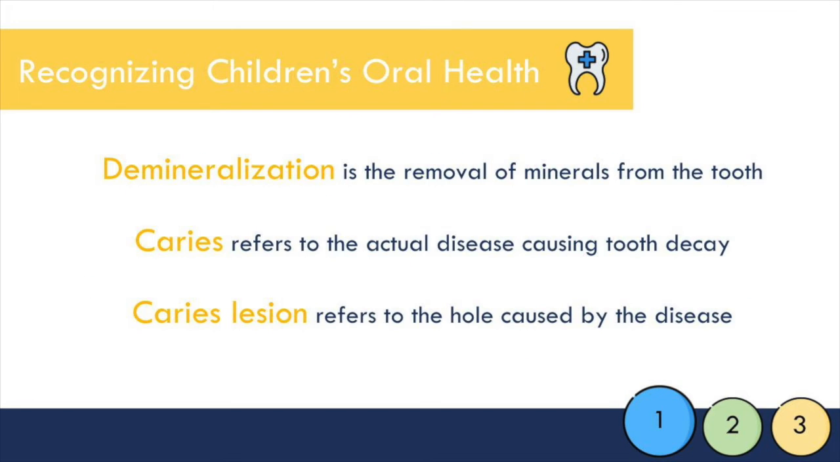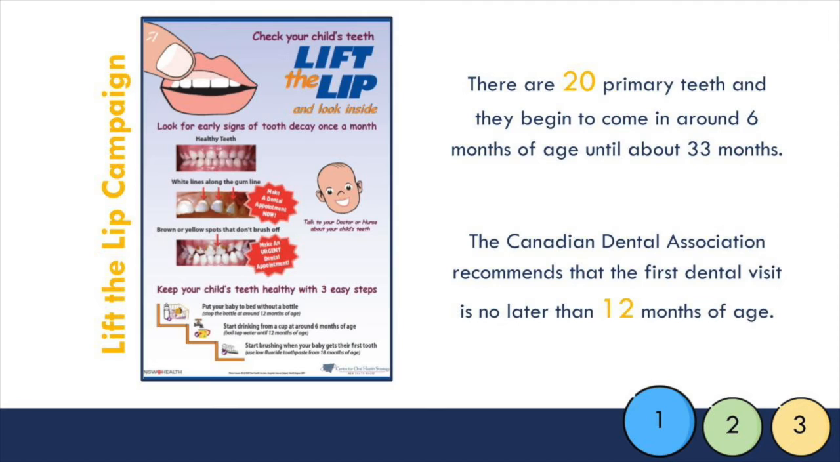Before we get into recognizing the appearance of a child's oral health, I'm going to go over a few definitions important for understanding what a cavity is. Demineralization is the removal of minerals from the tooth. Caries refers to the actual disease causing tooth decay, and a caries lesion refers to the hole or cavitation caused by the disease.